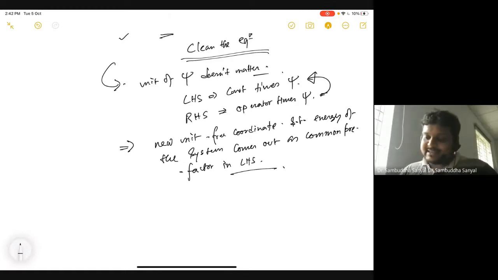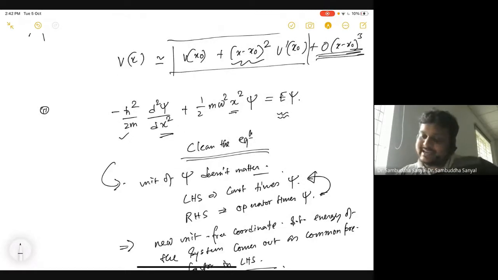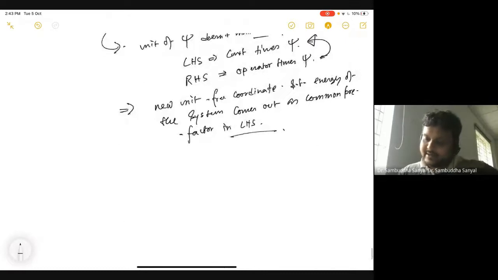So what are the objects I have to play with? As I said, you can see here clearly that the psi unit doesn't matter. The energy has some fixed dimension. Again, this object is a constant, this object is a constant. So the only thing you can play with is the x. So let's play with the x and transform x into a unit-free coordinate to manifest this energy factor.